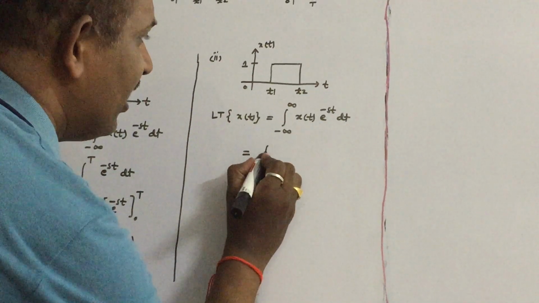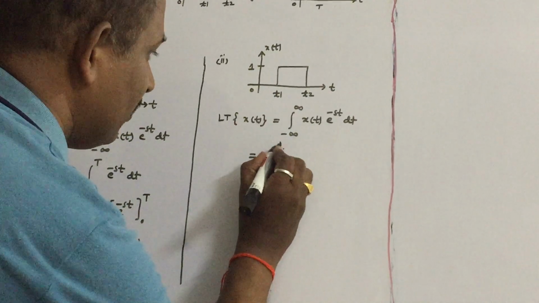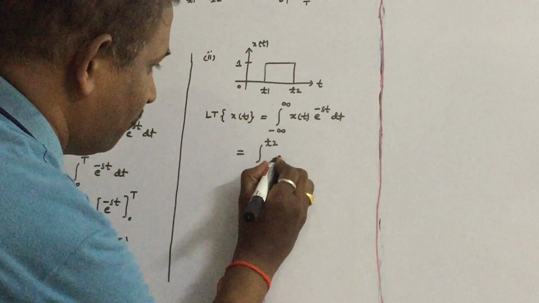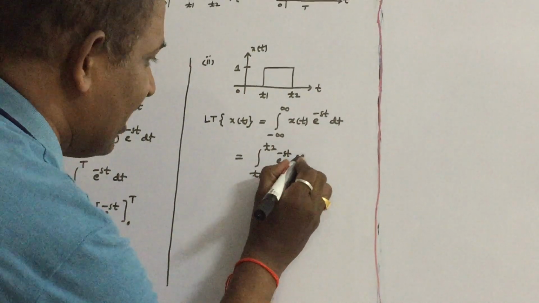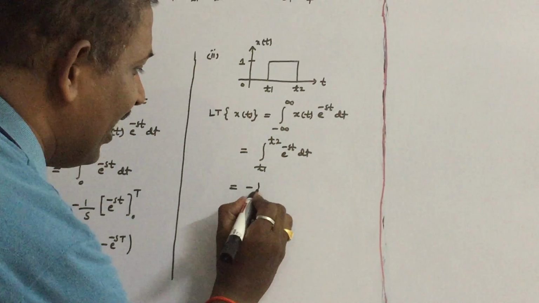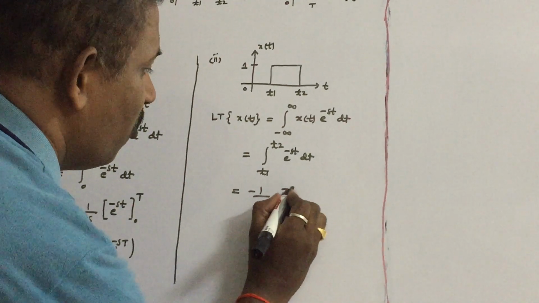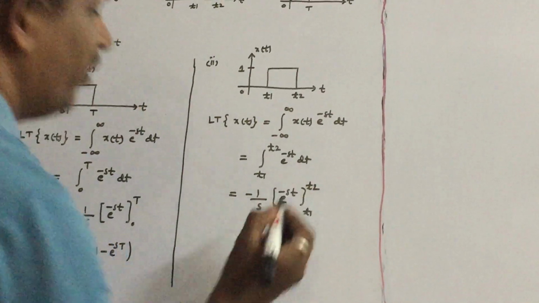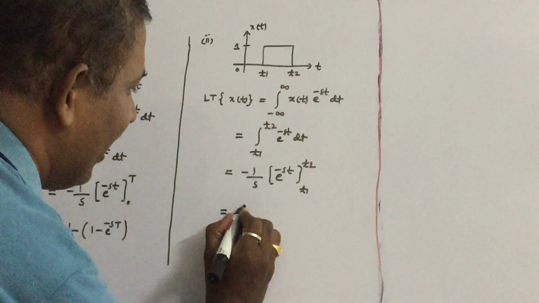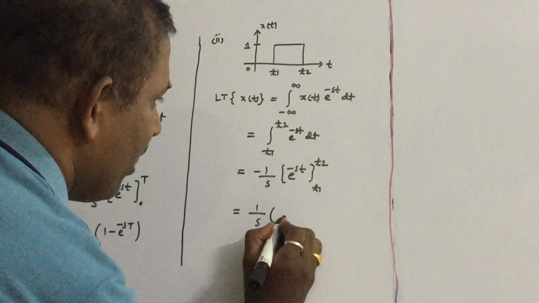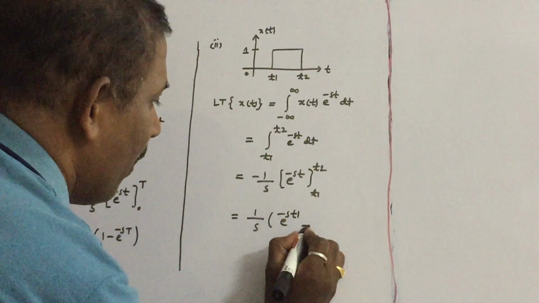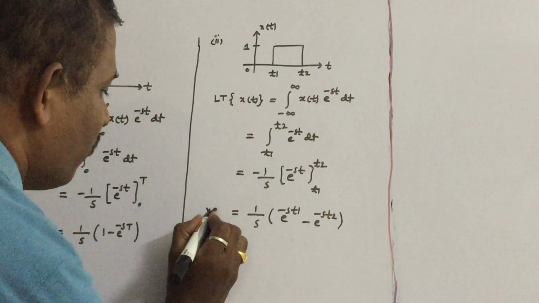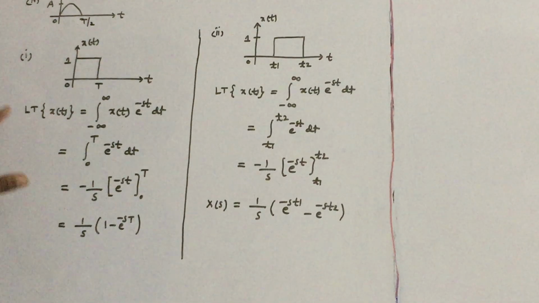But x of t is defined in the interval t1 to t2. In this interval x of t amplitude is given as 1, e power minus st into dt. The integration is minus 1 by s into e power minus st, substitute the limits t1 to t2. So if you take the minus sign inside, 1 by s into e power minus s t1 minus e power minus s t2. So this is the Laplace transform of the given waveform.